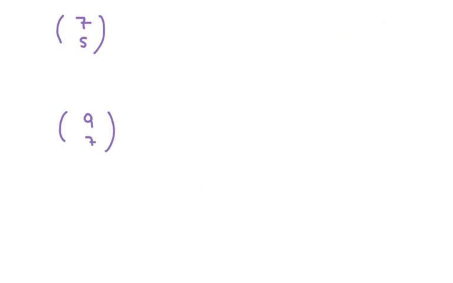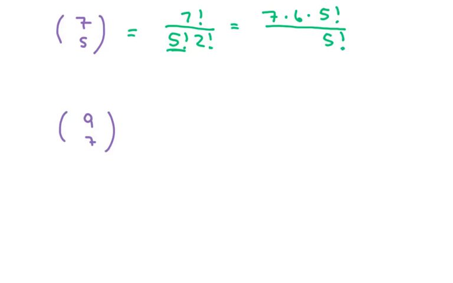Okay? The next one we have is this one. This is going to be 7 factorial over 5 factorial, and then the next number has to be 2. So all I'm going to do is write this out as 7 times 6 times 5 factorial, because this is my bigger number, over 2 times 1. So basically these two cancel out. 2 goes into 6 3 times, so we get 21.